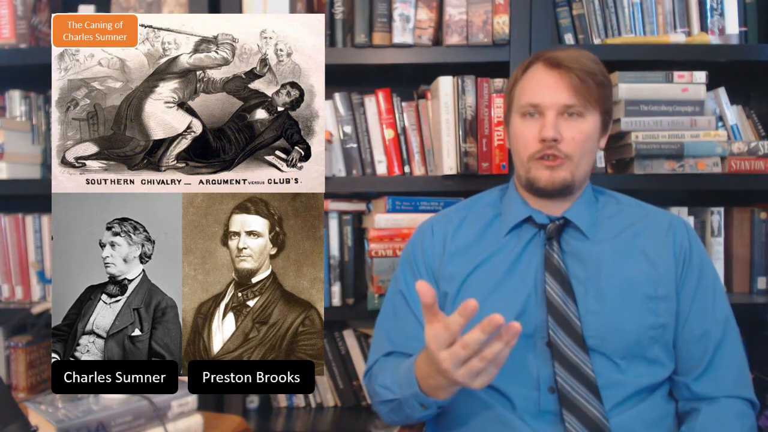On May 22nd, Brooks walked into a nearly empty Senate chamber and he walked up to Sumner's desk. "Your speech is a libel on South Carolina and Mr. Butler, who is a relative of mine." Sumner starts to rise, and then Brooks starts to beat him over the head with a golden-headed cane. He hits him at least 30 times. Sumner struggles to free himself. His legs were trapped under the desks, which were bolted to the floor. He eventually ripped the desk up and freed himself.